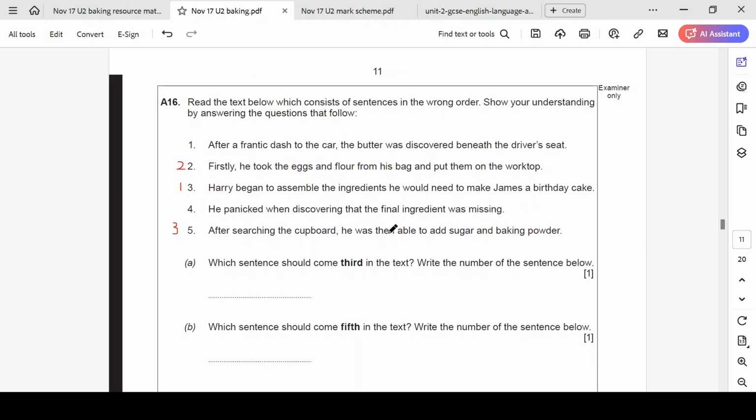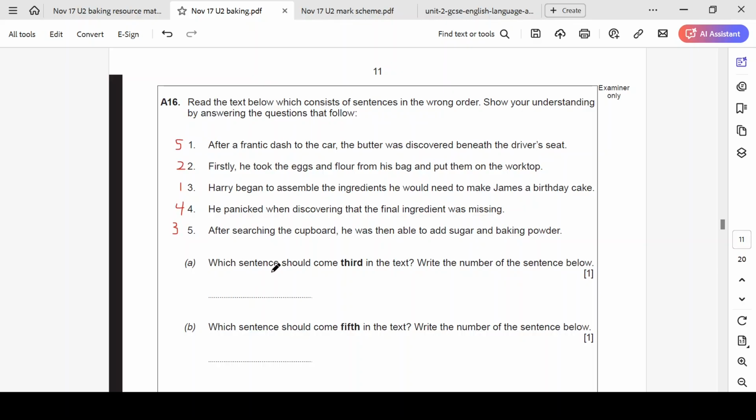So he searches the cupboard. He panics when he discovers the final ingredient. So he's got his ingredients, sugar and baking powder, but he panics when he can't find that one. So I reckon that one's 4. And then the final ingredient, after a frantic dash to the car, the butter was discovered. So that must be the final ingredient. So I reckon that one is 5.